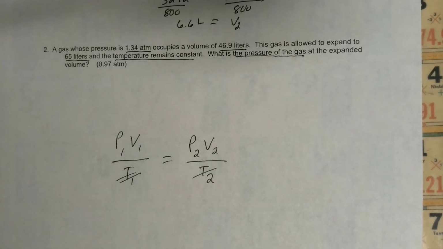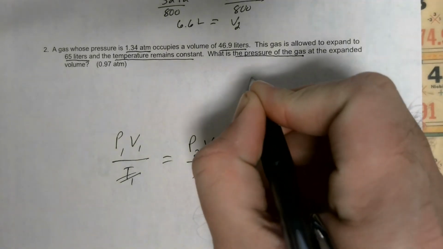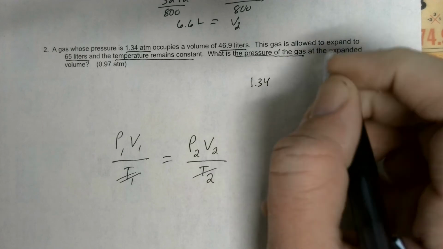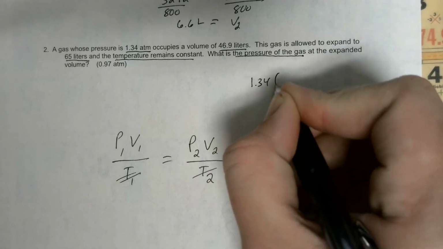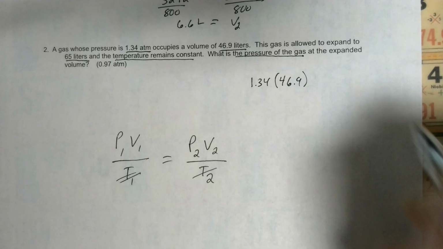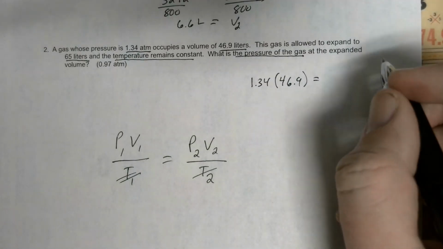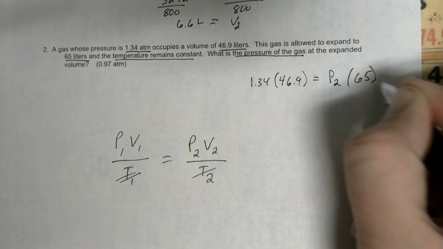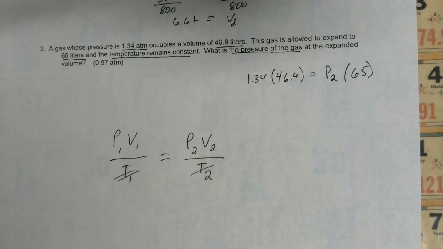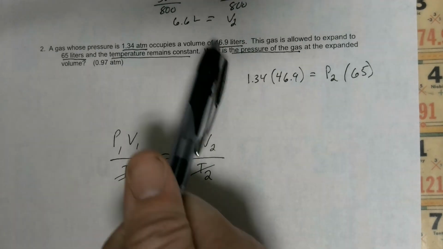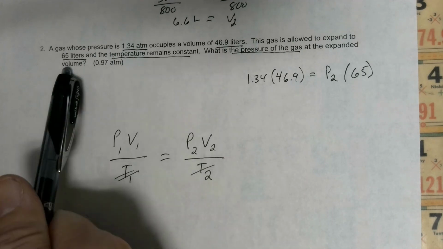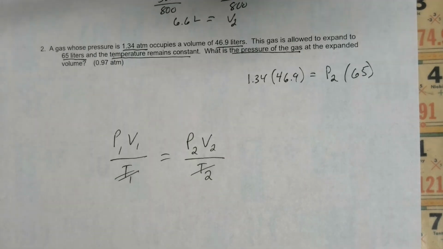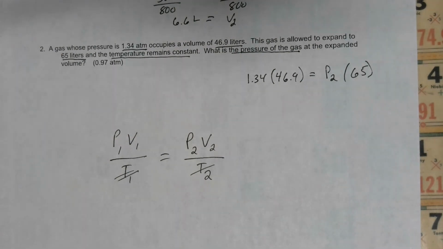So it becomes P1 V1 equals P2 V2. So my pressure 1 would be the 1.34 atmospheres, and that occupies a volume of 46.9 liters. So that's my V1, equals P2, that's what I'm looking for, times 65 liters. So if you think about it, I went from a smaller volume to a bigger volume. So the volume increased. So what should pressure do? If I put the same amount of gas in a bigger space, the pressure should go down. So I should see a decrease in pressure here.